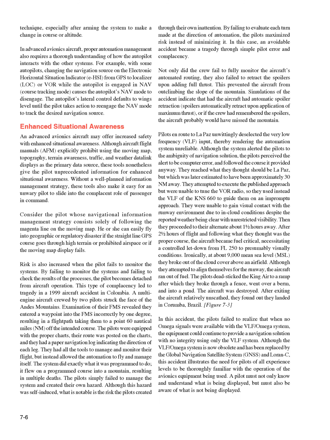In advanced avionics aircraft, proper automation management also requires a thorough understanding of how the autopilot interacts with the other systems. For example, with some autopilots, changing the navigation source on the electronic horizontal situation indicator, EHSI, from GPS to localizer, LOC, or VOR while the autopilot is engaged in nav, course tracking mode, causes the autopilot's nav mode to disengage. The autopilot's lateral control defaults to wings level until the pilot takes action to re-engage the nav mode to track the desired navigation source.